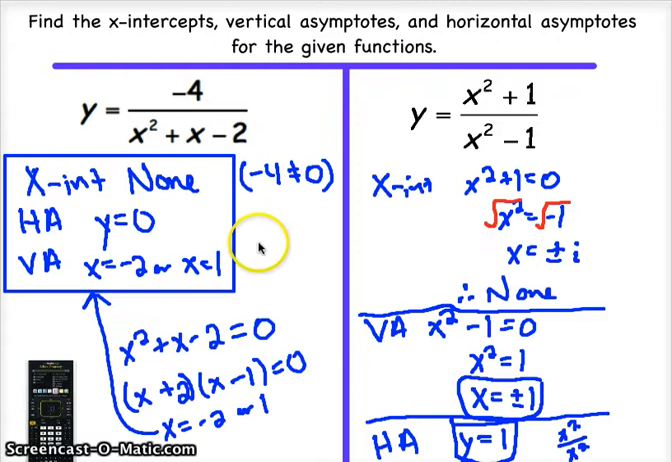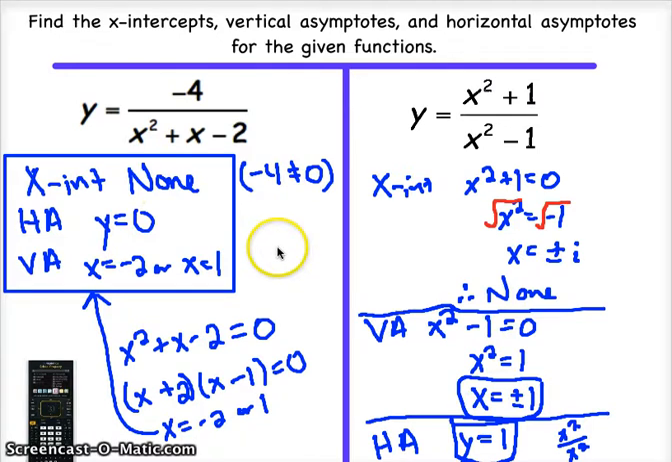Okay, and now you can see the answers for your two problems. Over here on the left, remember x-intercepts are whatever makes the top of your fraction into 0. And since -4 can't be equal to 0, there are no x-intercepts. Horizontal asymptote is just compare the degrees first. Now here, notice that there is no variable on the top, so the bottom degree is definitely greater than the top. As the bottom gets really big, the top is not changing, and your fraction will go to 0. Horizontal asymptote y equals 0.